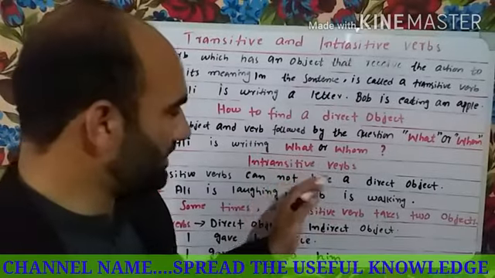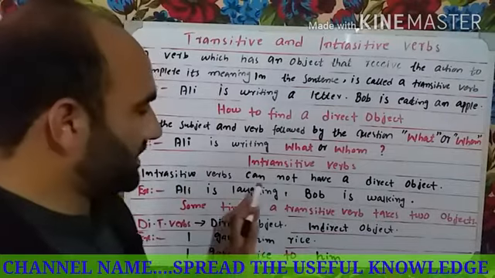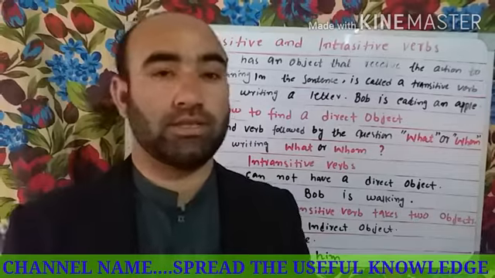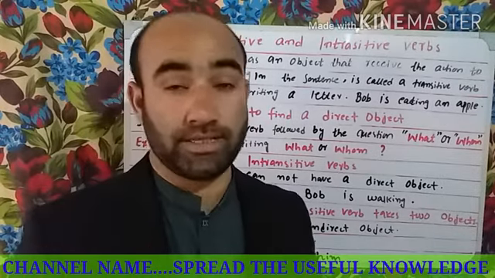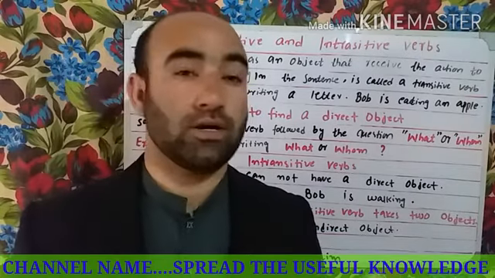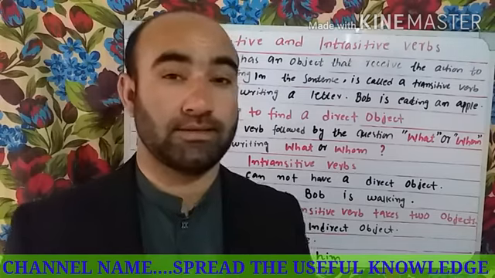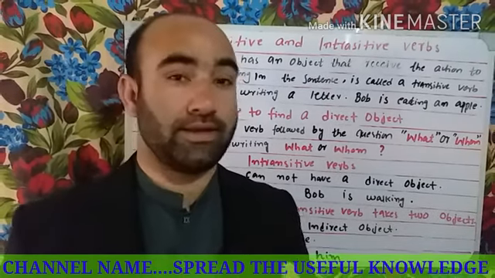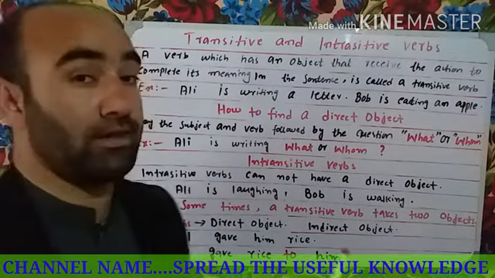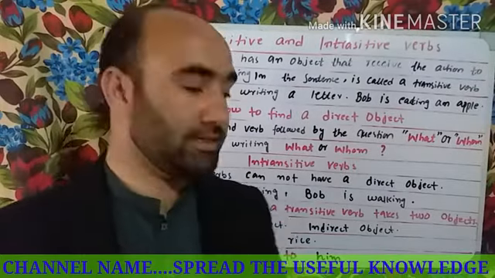Now let's talk about intransitive verbs. Intransitive verbs cannot have a direct object. Without the object, they give us a complete sense, a complete meaning. There is no need of a direct object. Without that, we can understand that it is an intransitive verb. For example, Ali is laughing. No need of a direct object.